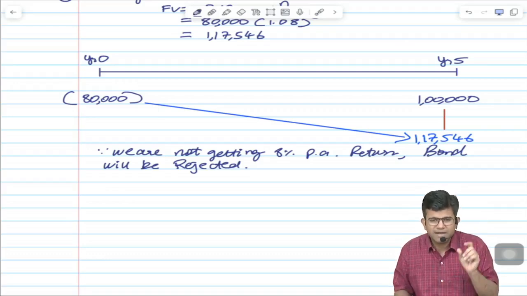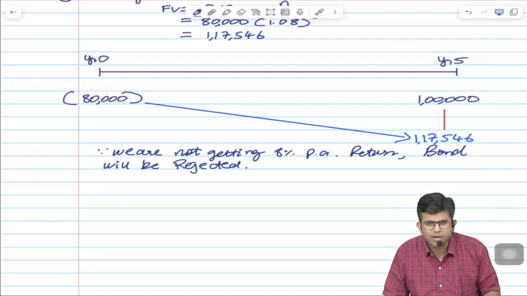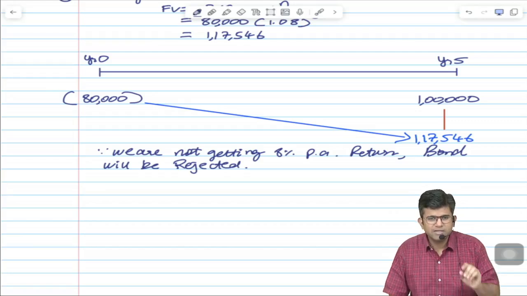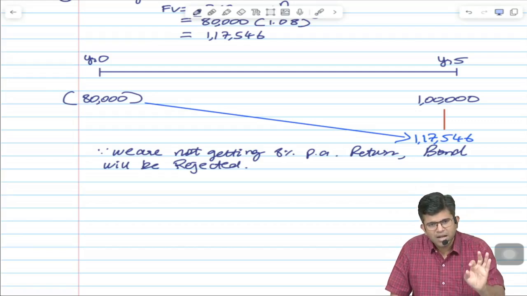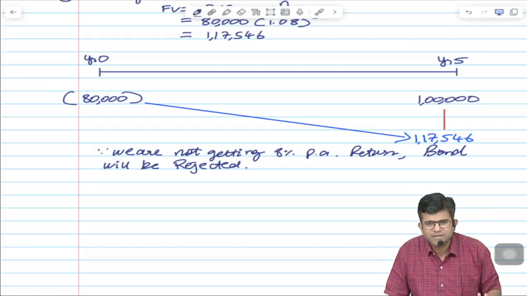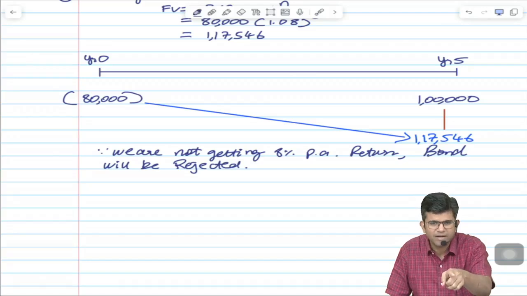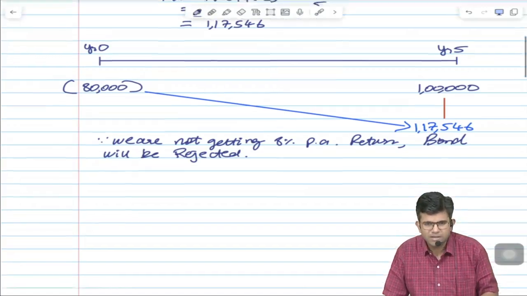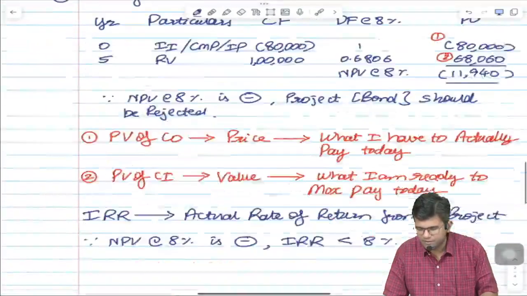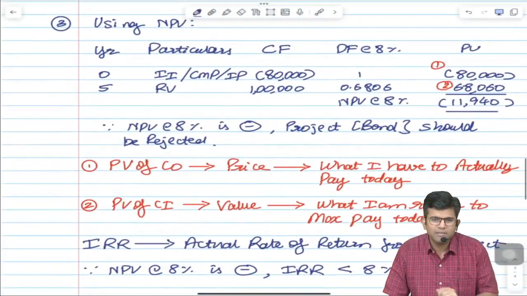Students, this 17,546 that we are talking about, do you realize it is your disappointment after 5 years? Let us calculate the present value of that disappointment. How to calculate present value of disappointment? Multiply this discounting factor that you have by the 17,546. Do it please. You will land up on NPV. Check.